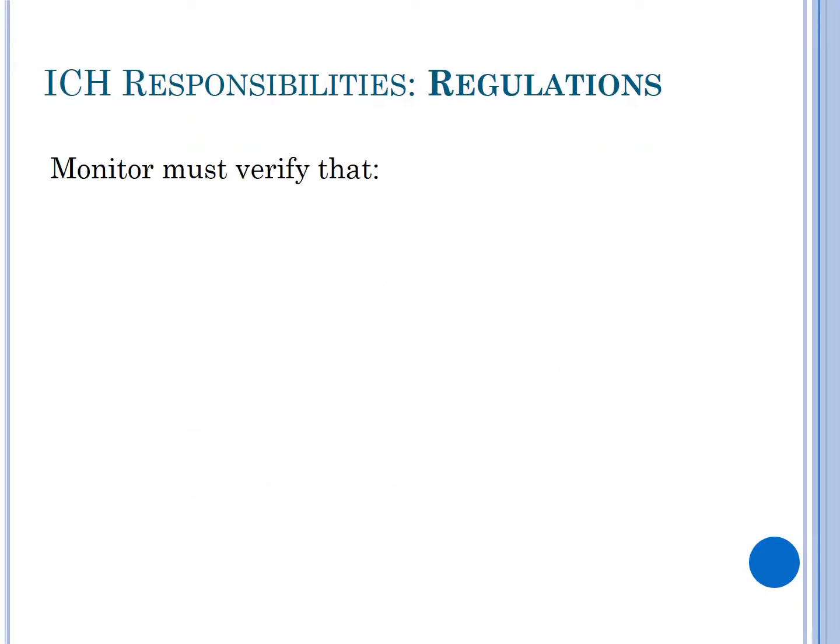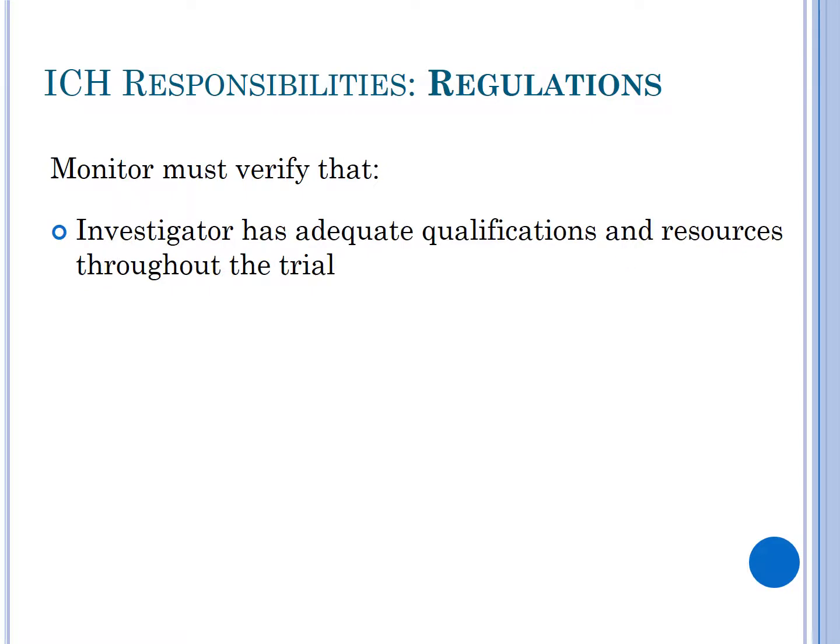So some of these kinds of things can involve verification that your investigator has adequate qualifications and resources throughout the trial. Your site and your investigator had already been chosen because of adequate qualifications and resources, because we already have that established in ICH. But what happens if something changes during the course of the study? If your investigator leaves and assigns the study to a different investigator, they're going to want to make sure that those qualifications are the same or comparable.